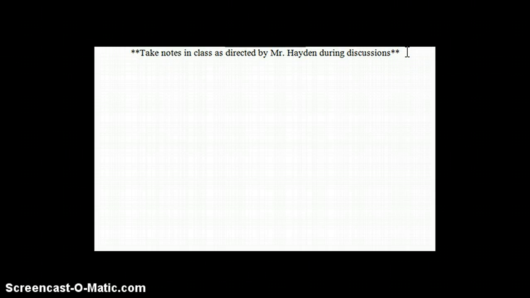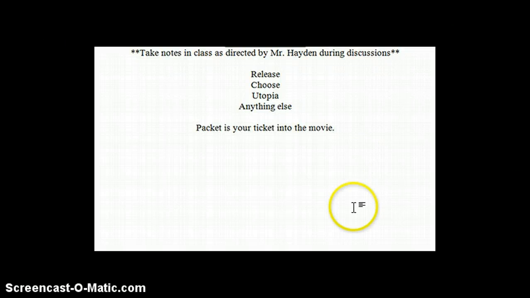So some of the things we have written down so far: release, choose, utopia, and then anything else you want to write. Okay? So that's pretty much it. That's how you complete the packet. It's your ticket into the movie. And if you do a poor job, I will send you out. If it's not complete, I will send you back out and you will miss part of the movie. So please make sure you have this done by Thursday the 18th. And that's it. You should have everything you need to finish.